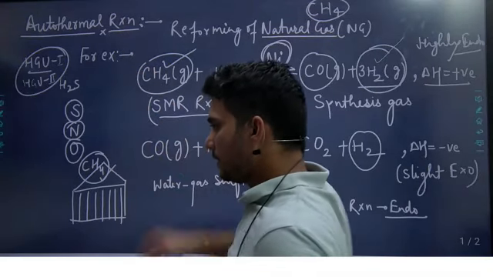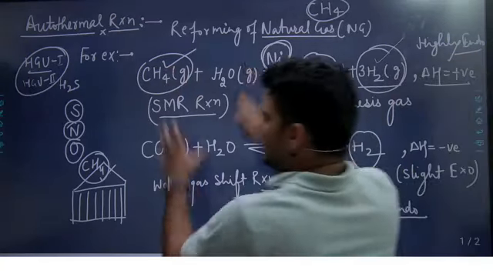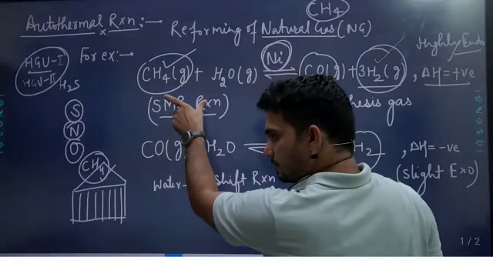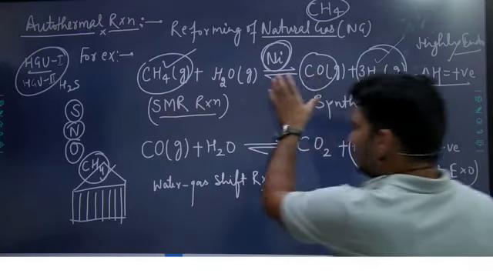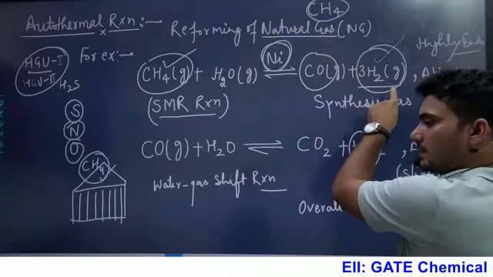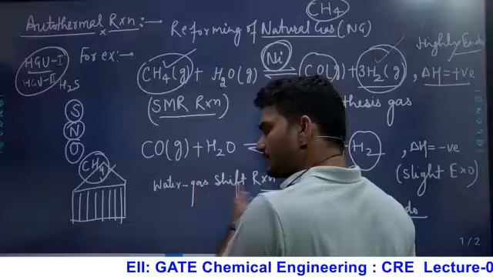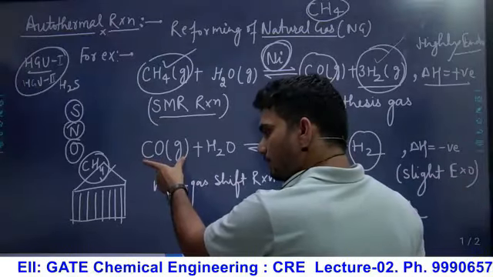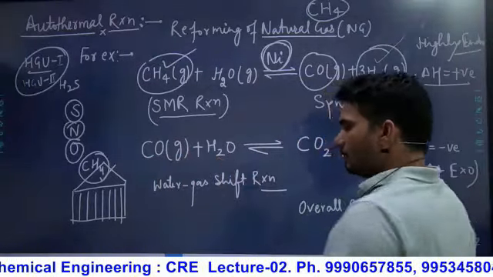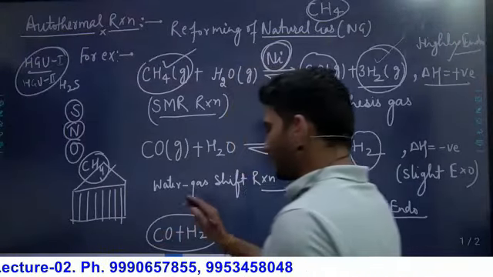Are you finding it? There are 2 or 3 important points to understand from this example. What is the SMR reaction? What is the raw material? The catalyst. The reaction is highly endothermic. The main product is H2. Second one, the water gas shift reaction: CO plus H2O. Water gas is nothing but CO plus H2, that is called water gas.